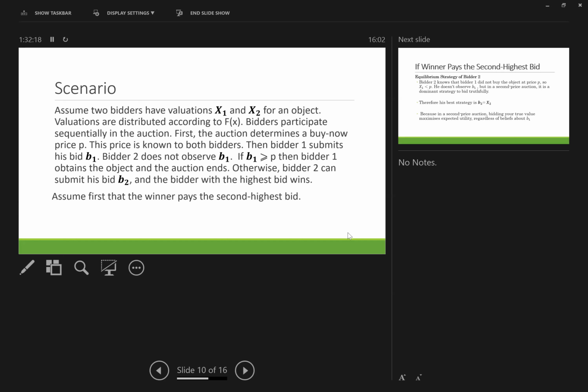If bidder 1's bid is lower, then bidder 2 comes in with his or her bid, okay? And in this case, we find the highest bid, but bidder 2 has no idea how much bidder 1 bid. At the end of the day, we let whoever wins pay the second highest bid. So let's see how we have an equilibrium strategy in this case, and let's see how the revenue will play out.